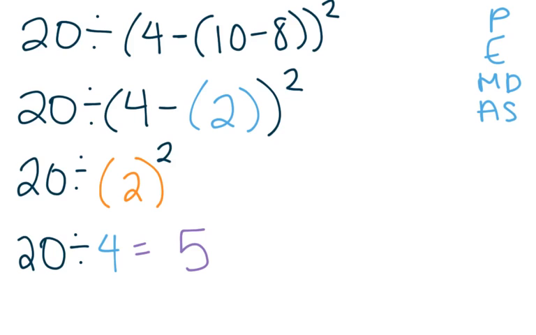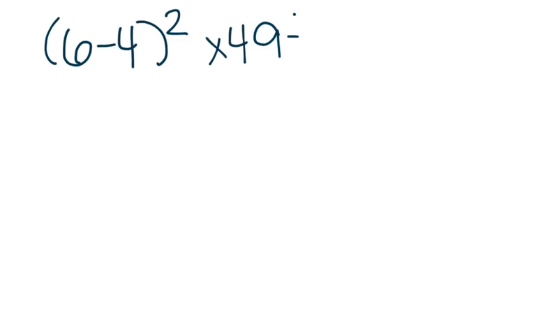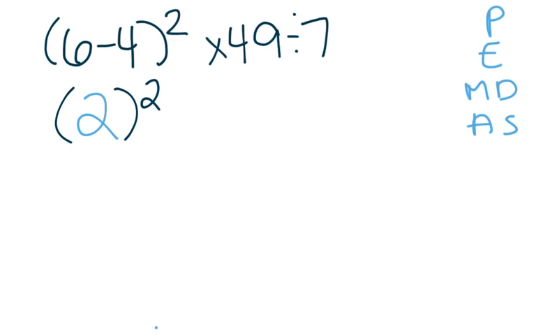All right. Let's go ahead and look at number 8. Okay, number 8 says 6 minus 4 squared times 49 divided by 7. Again, PEMDAS over here in the corner. Okay, parentheses first. 6 minus 4 is 2. Okay, 2 squared is 4.